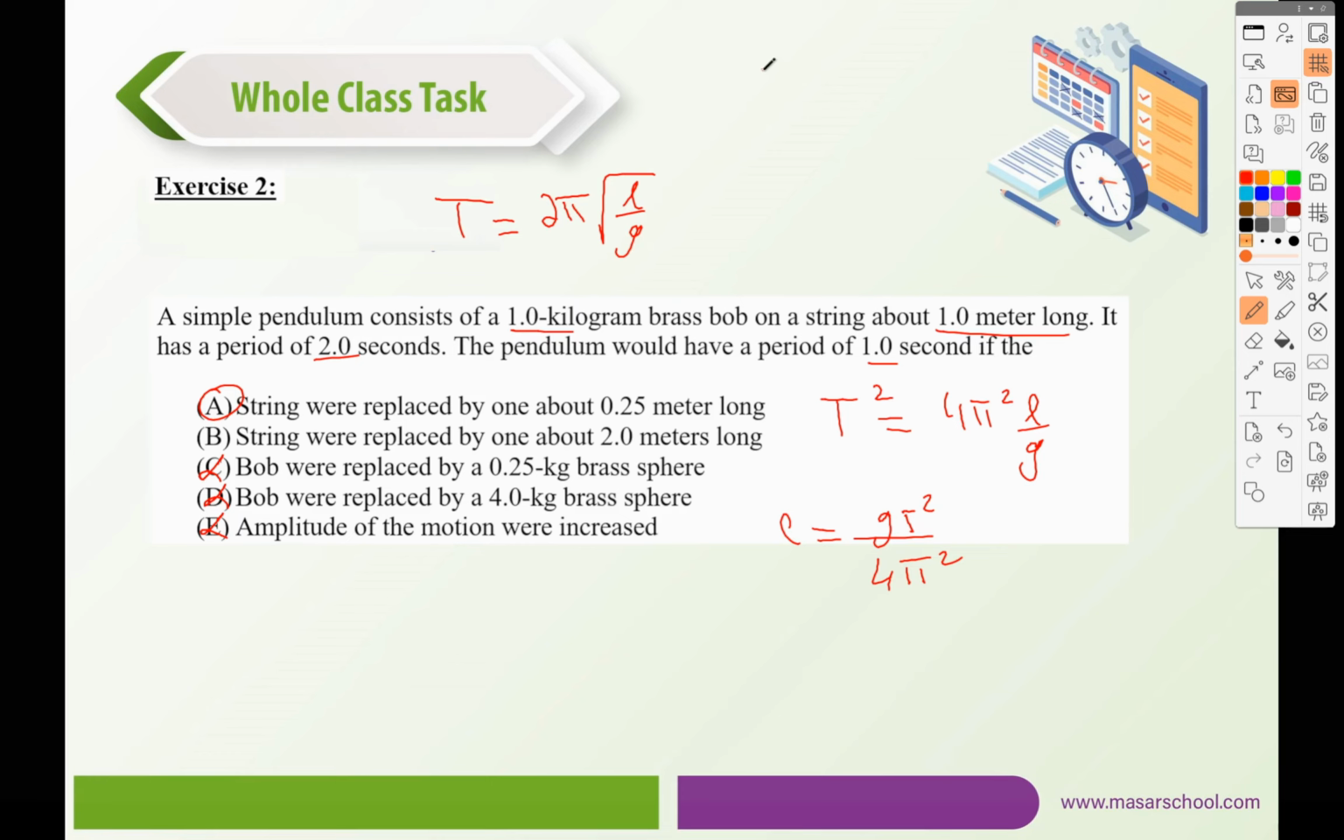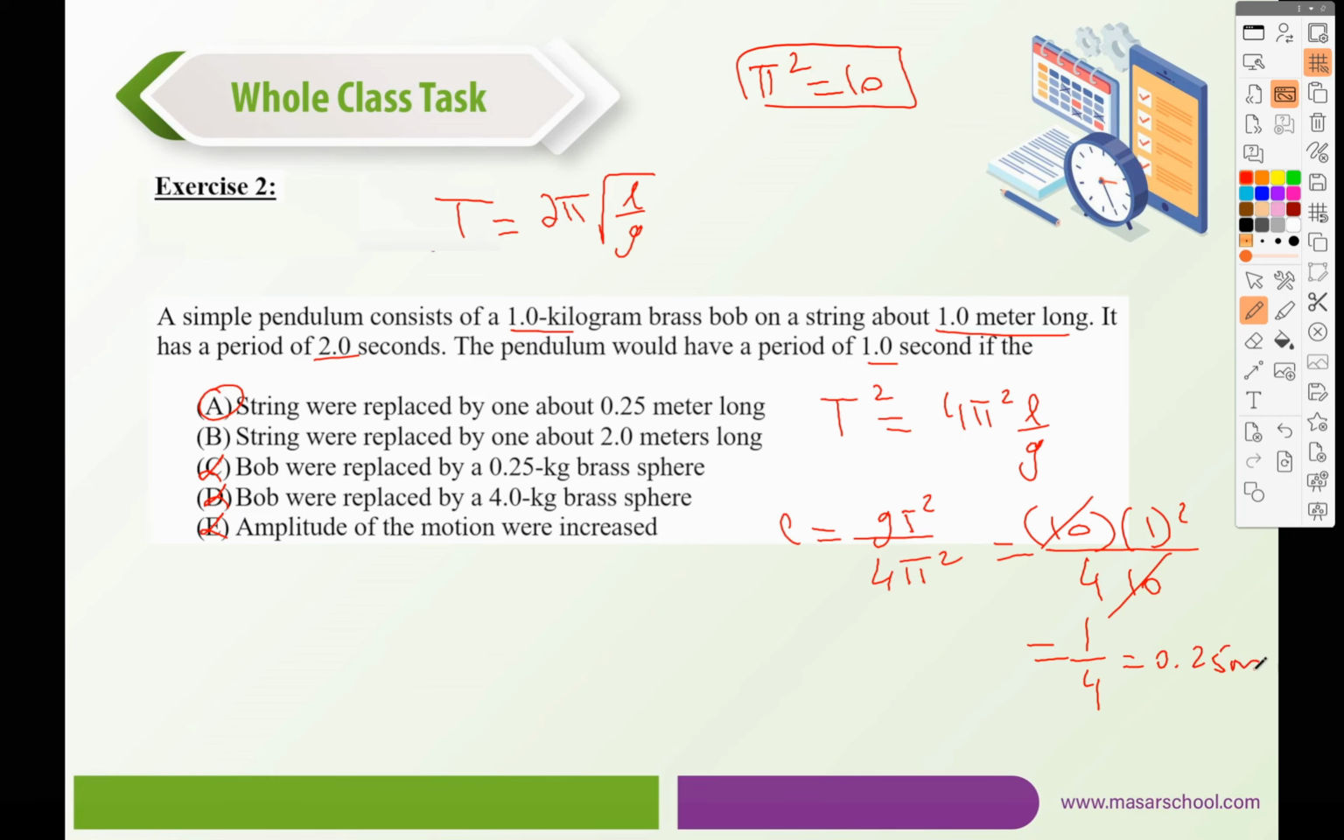Always remember, a good approximation is to use pi squared equal to 10 whenever the numbers seem to be perfect. Then that would be 10. The new period is 1 to the power of 2, over 4 multiplied by 10, 10 with 10 cancel, that would be 1 over 4, which is basically 0.25 meters, making A the correct answer.